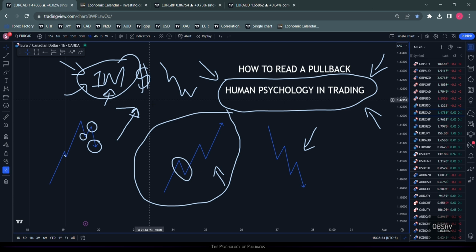In terms of human psychology, a pullback is a discount on the high prices that have already, talking about uptrend, made a higher high and a higher low. A pullback, that is a downtrend on your lower time frame, is a discount for that price, for that currency, so that we can buy it again, right?